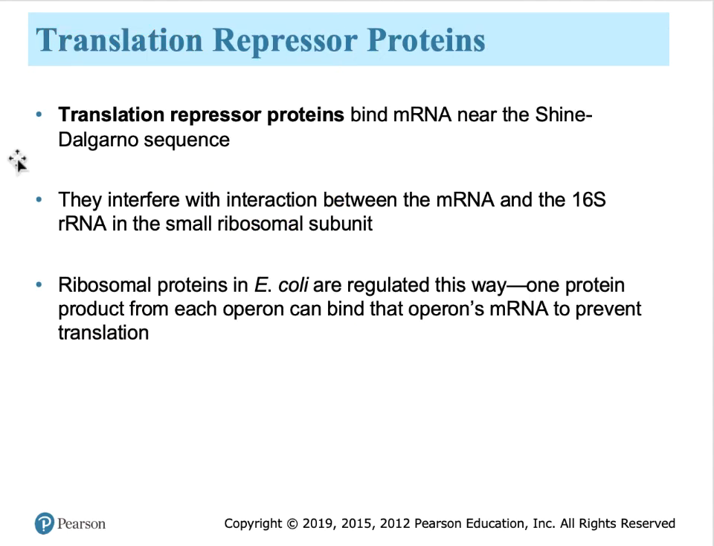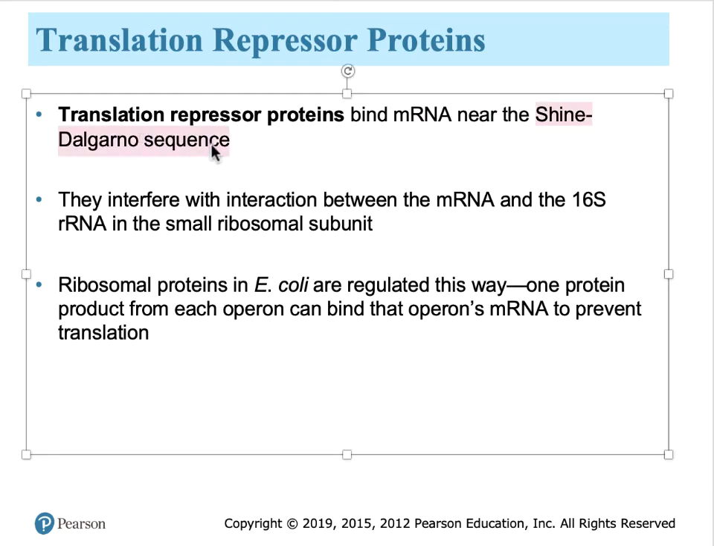Under the first type of control, proteins bind to the messenger RNA close to the Shine-Dalgarno sequence. Remember, the Shine-Dalgarno sequence is where the ribosome will bind to the messenger RNA and then seek to find the AUG start site. So if these proteins are binding close to there, they will interfere with the interaction between the messenger RNA and the 16S RNA small subunit, because they come together first. And if that does not assemble, then the whole ribosome will be prevented from assembling and doing its job.